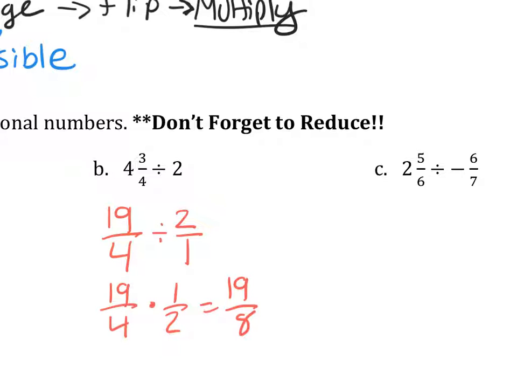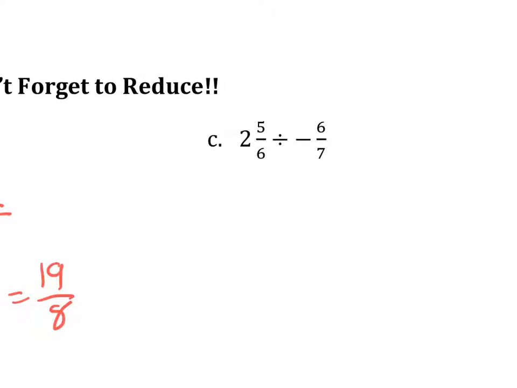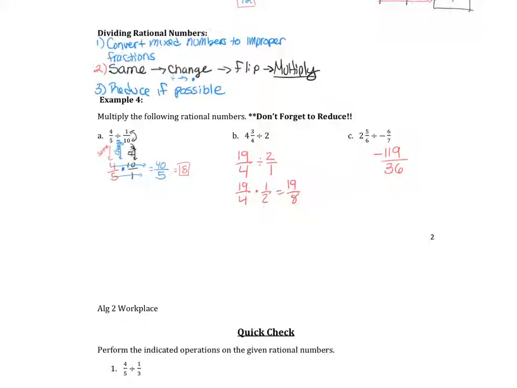Okay, so you should have had 19/8 for letter B. Are we all good there? Yeah? What did we get for letter C? Yeah, negative, right? 119/36. Everybody have the negative? Okay, good. All right, do you guys have any questions for me?